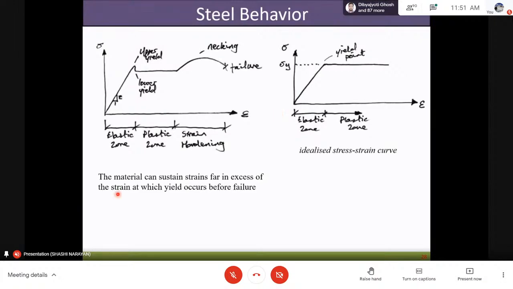Based on this, we idealize it with the elastic plastic region. That is, it is elastic up to the yield point, and then it is plastic. This idealized stress strain curve gives us a good idea of what will happen to the structure. We'll see how this is related to the pushover analysis, when we discuss the pushover analysis and look into its results.